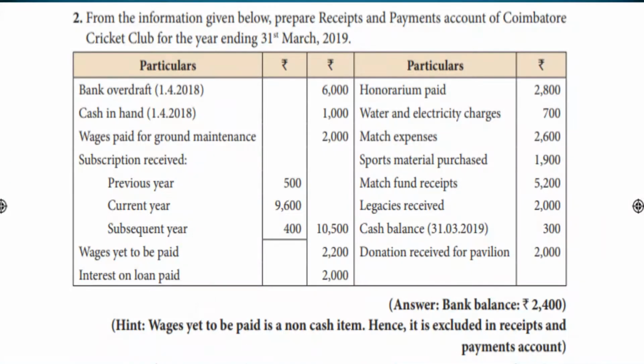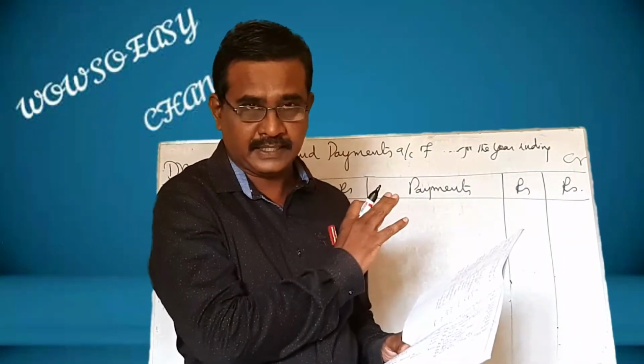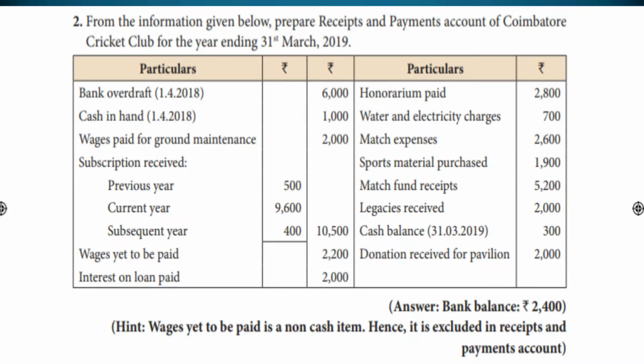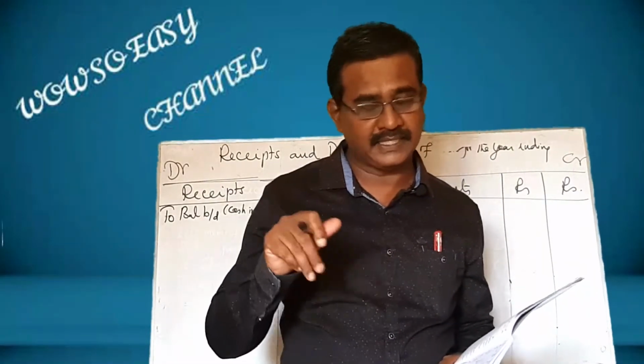Bank OD, so that should be brought to the credit side of the receipts and payments account. Cash in hand, that should be shown in the debit side. Wages paid, it is a payment. Subscription received, remember they have shown it separately for the previous year, current year, subsequent year. You need not worry about it there, and you can directly show it in the outer column. And wages yet to be paid, you need not worry about this. You need not worry about depreciation, wages yet to be paid, like that. If money comes in, that will be recorded.